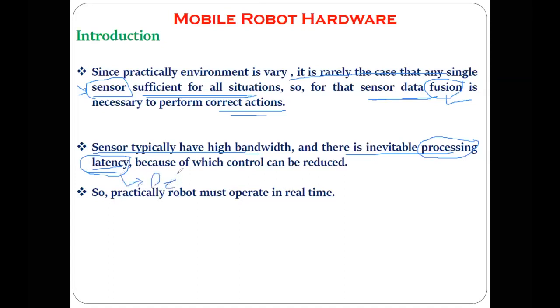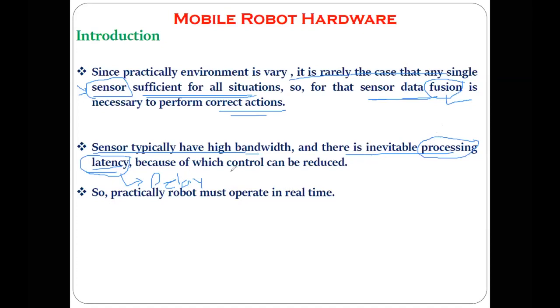So however powerful the sensors are, delay can always be there. If the data capturing delay is there, then definitely processing happens when the data is captured, and only then the processing happens on that data. So if the delay happens in capturing the data, then definitely the subsequent operation also gets delayed. And so there is always some kind of processing delay.